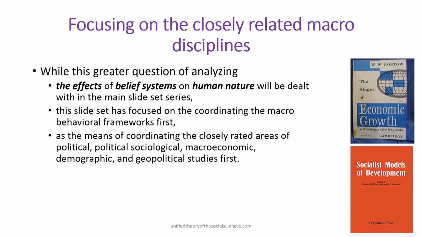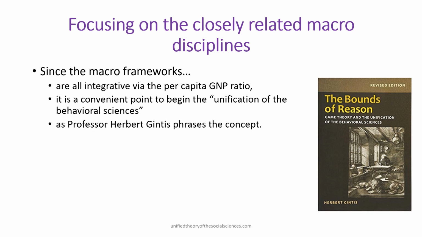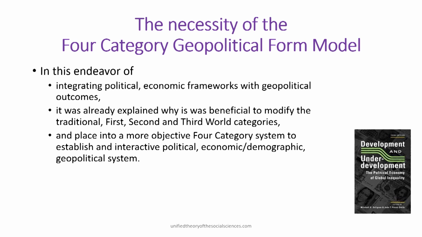While this greater question of analyzing the effects of belief systems on human nature will be dealt with in the main slide set series, this slide set is focused first on coordinating the micro and macro behavioral frameworks, as the means of coordinating the closely related areas of political, sociological, macroeconomic, demographic, and geopolitical studies. Since the macro frameworks were all integrated via the per capita GNP ratio, it is a convenient point to begin with the unification of the behavioral sciences, as Gintis phrases the concept.